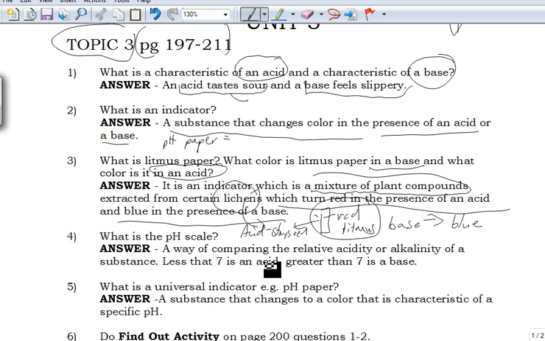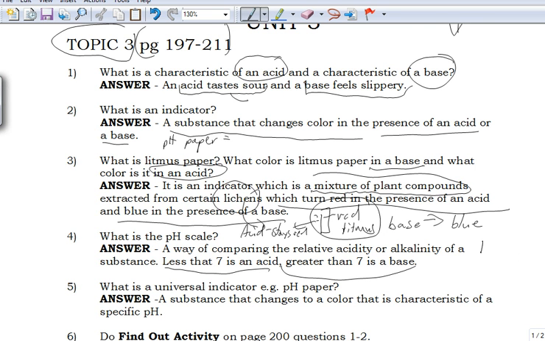What is the pH scale? It's a way of comparing the relative acidity or alkalinity of a substance. Less than 7 is an acid and greater than 7 is a base. And again, we know a little more than that. Mathematically, I talked about this.